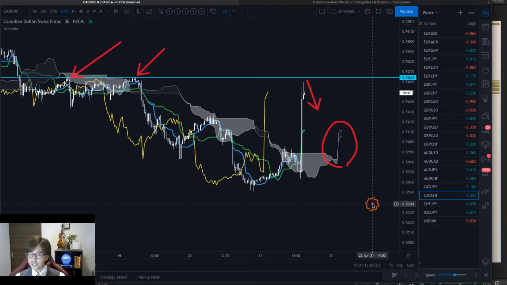Let's see, Mike says the Kijun-sen is a support line if it's below the Tenkan-sen, right? Yeah, Kijun-sen can be the support line. The market can be supported by the Kijun-sen. That's possible.